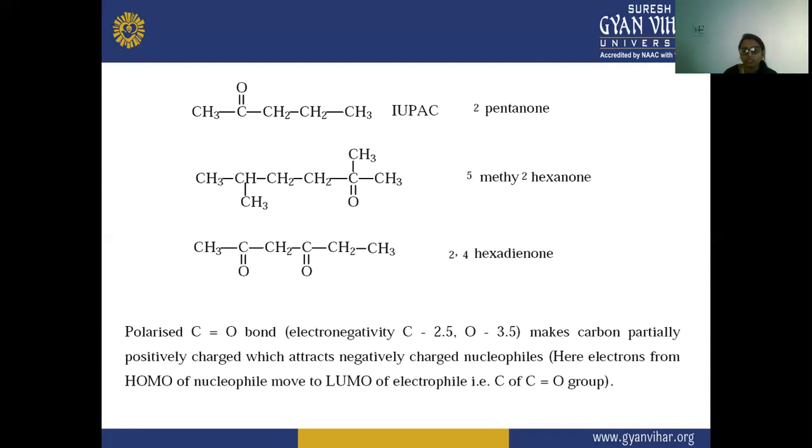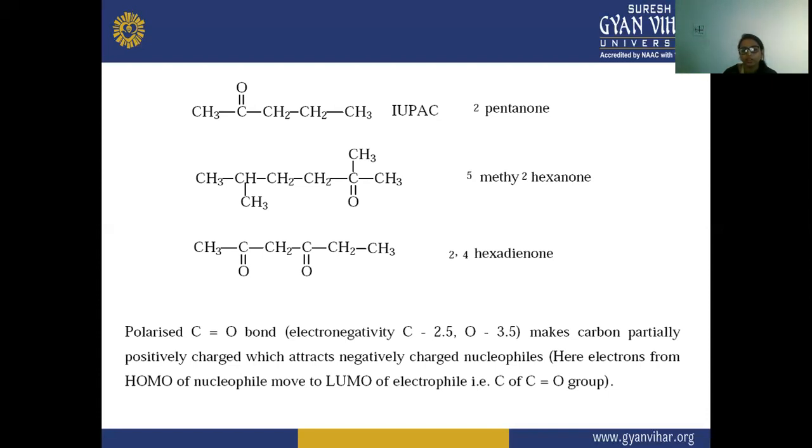Next is CH3, CH2, CH3, CO, CH3, CH. Here we will start the numbering from the right side, so the carbonyl group is present on the second position: 1, 2, 3, 4, 5, 6. On the fifth position there is a methyl group, plus on the second position also there is a methyl group. That is why we name it 2,5-dimethyl hexan-2-one.